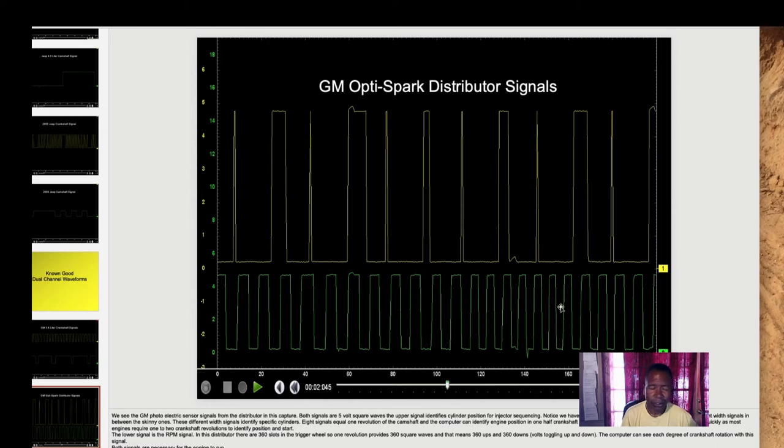For this particular vehicle to start and run, the computer needs to see both of these signals. Missing one will not start up. The top, upper signal is for engine position, for fuel injection sequencing, and to identify each particular cylinder. The bottom one, the RPM signal, is for each degree of crankshaft rotation, with 360 slots inside the distributor. All right, let's go to the next one.